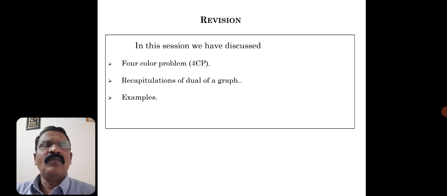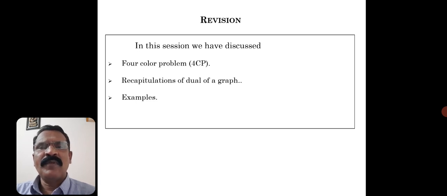So overall, what have we discussed in this session? What is the four color problem? A map is nothing but a plane graph, and our aim is to color the map. So instead of the map, we considered the plane graph. Coloring the plane graph is nothing but coloring the vertices of its dual. That's why we discussed the four color problem.